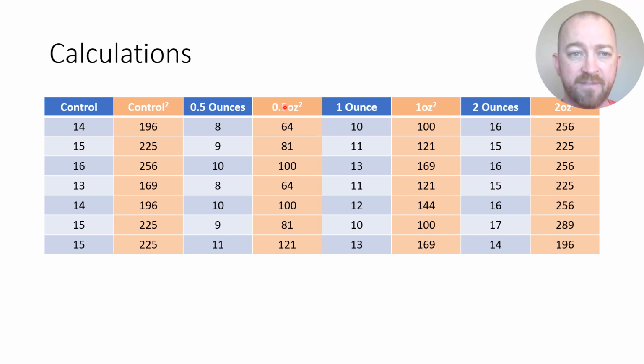Same thing over here for the ½ ounce group. This is just every value squared over here. Same thing for the 1 ounce group, every value squared over there. If you're not sure, pause right here, do the math yourself. You can see what I'm doing, figure that out, all right?